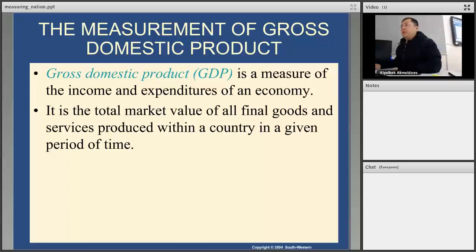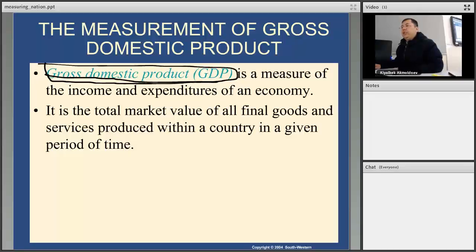So gross domestic product is a measure of the income and expenditure of an economy, as we have mentioned. It is the total market value of final goods and services produced within a country in a given period of time. Why is GDP important? Because we want to measure people's well-being, and to measure people's well-being in one country, we have to look at how many goods and services they are producing and how many goods and services they are selling and buying.